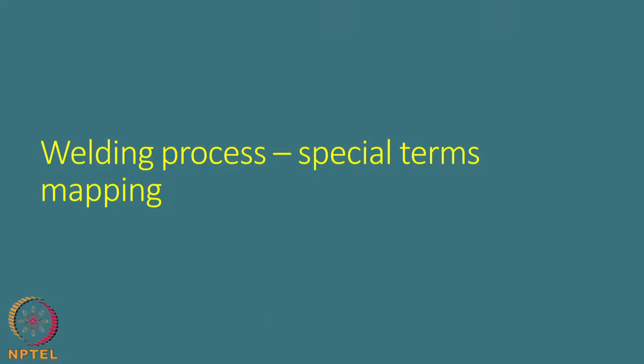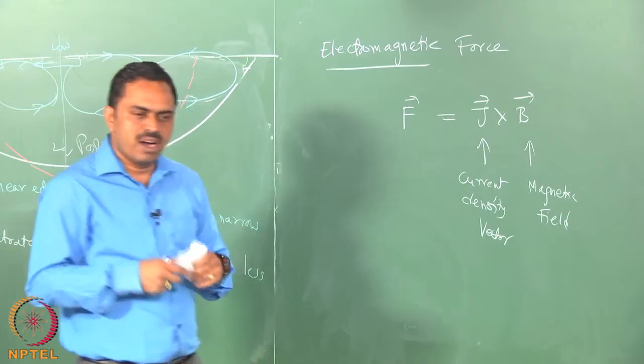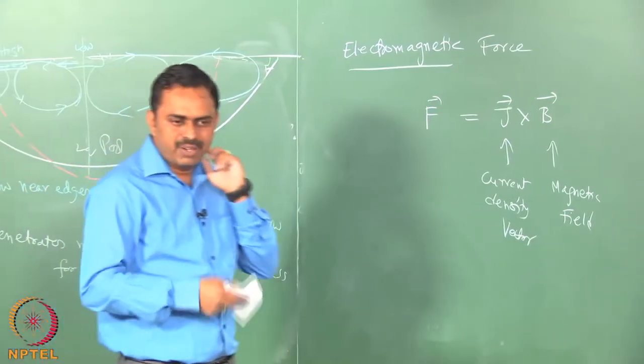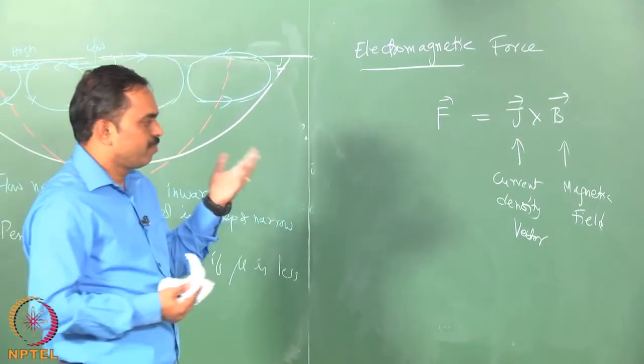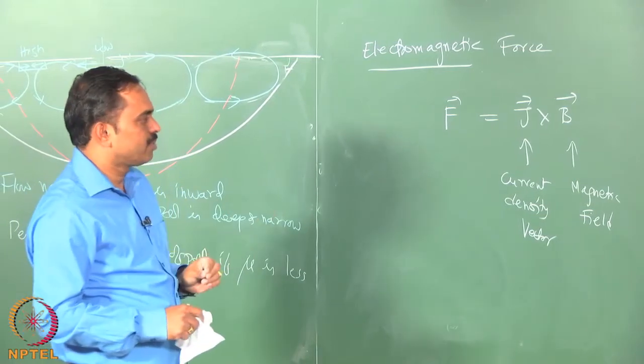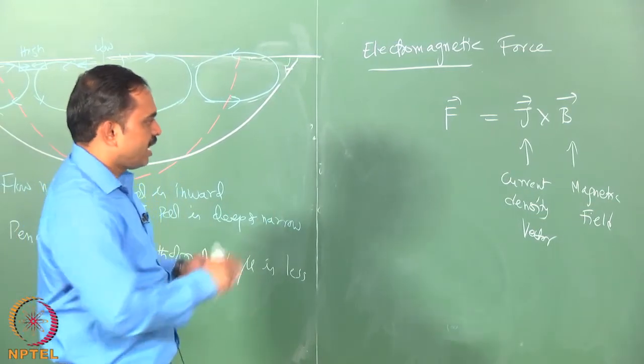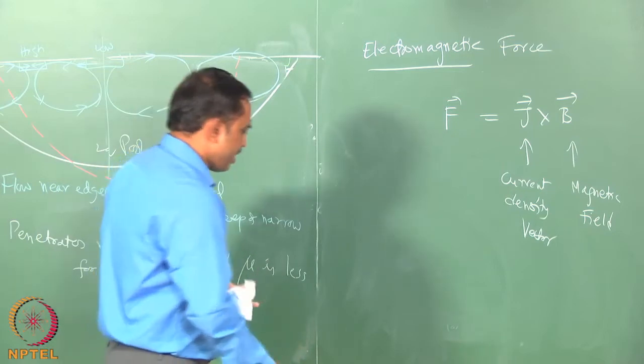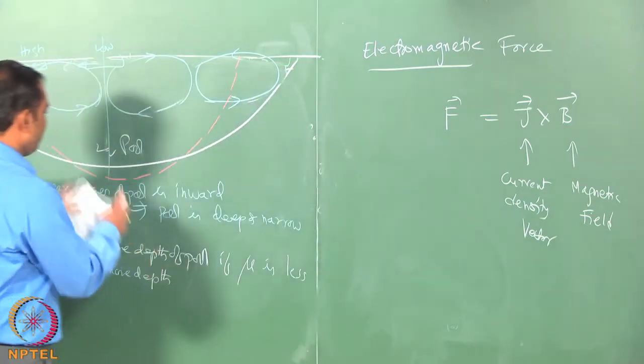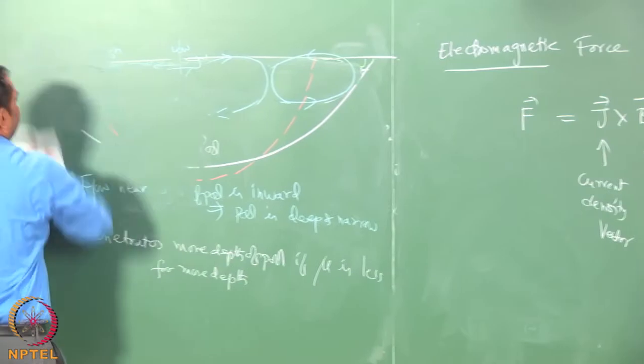So, let us just look at a map of all the terms that we have done till now, and for which process which of the special terms are going to be effective. Let us do that as a map by making a tabular fashion, which we did in the beginning of this session.